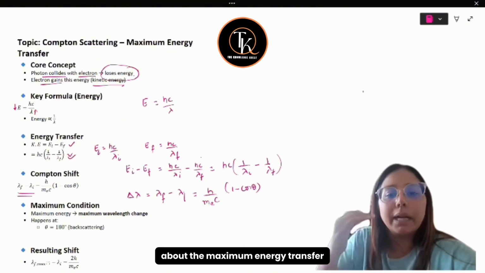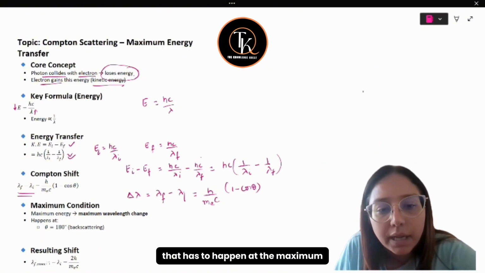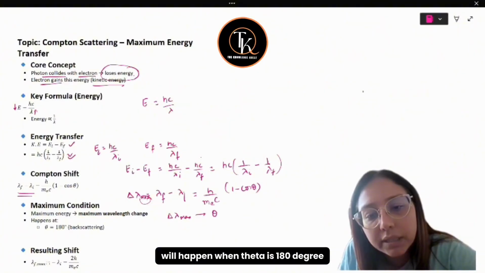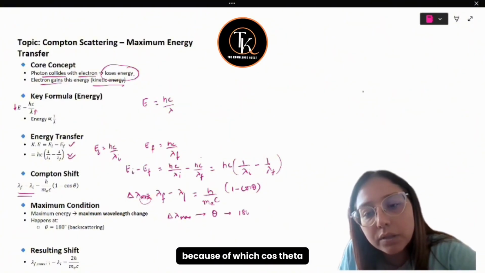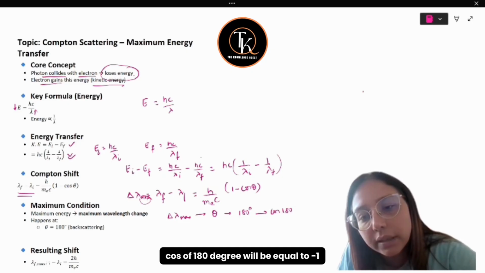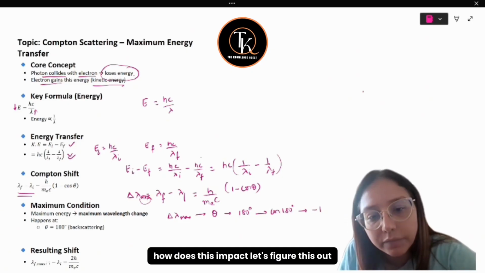Since the question is about the maximum energy transfer, that has to happen at the maximum. And when this is maximum, which means delta lambda max, will happen when theta is 180 degrees, because of which cos theta, that is cos 180 degrees, will be equal to minus 1. How does this impact? Let's figure this out.